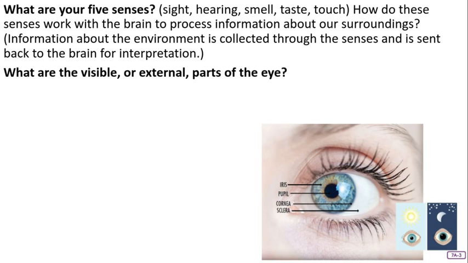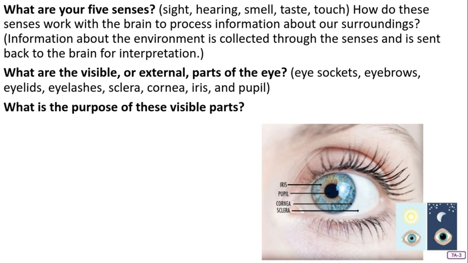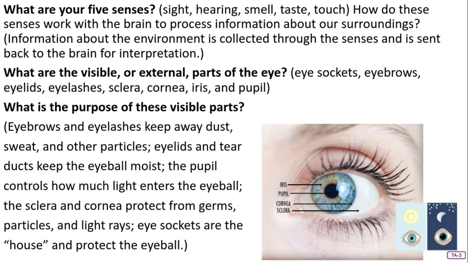What are the visible or external parts of the eye? You have eye sockets, eyebrows, eyelids, eyelashes, the sclera, cornea, iris, and pupil that you can see in the diagram below. What is the purpose of these visible parts?